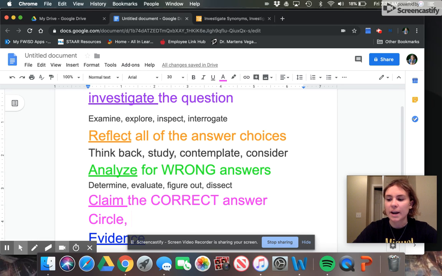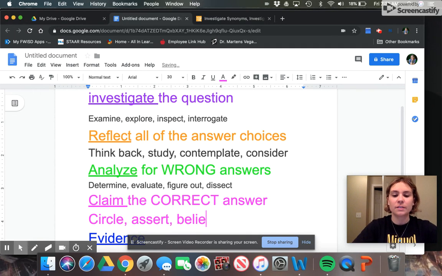And the ones that I came up with this time: assert. I like that because you're asserting that this is the right answer. They could use that in a sentence. I assert that C is the correct answer because, and you're starting to get them talking in a way that you want them to. So circle, assert, believe, and declare. I love that one. I declare that this is the correct answer.